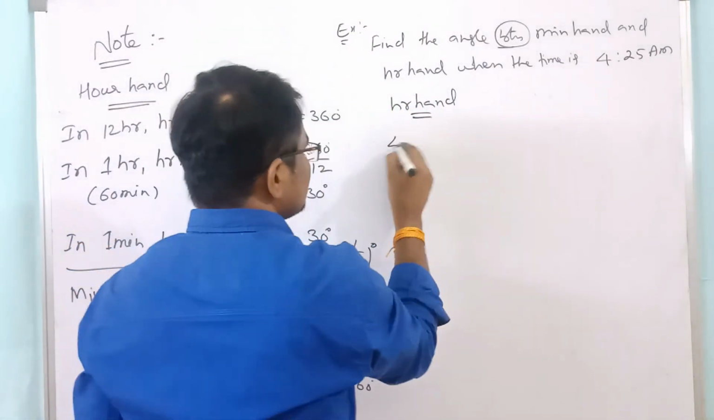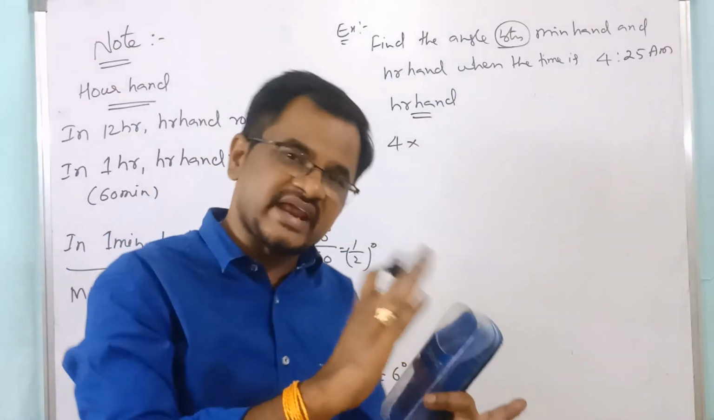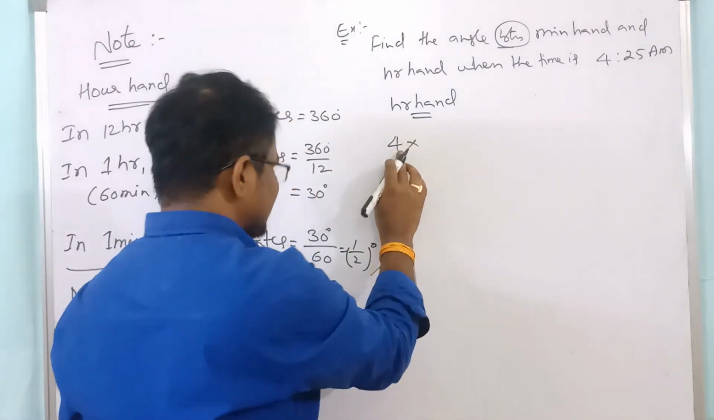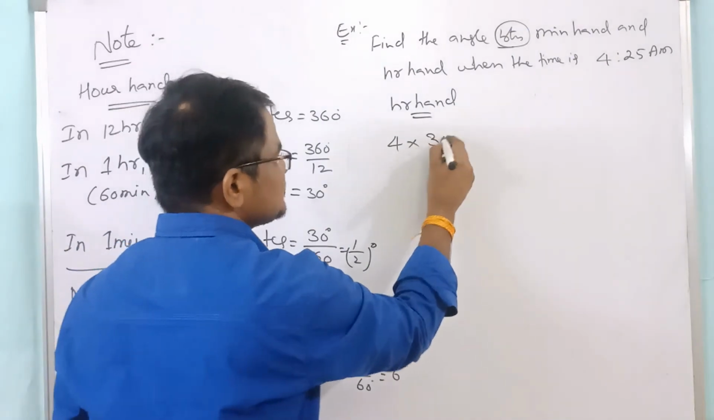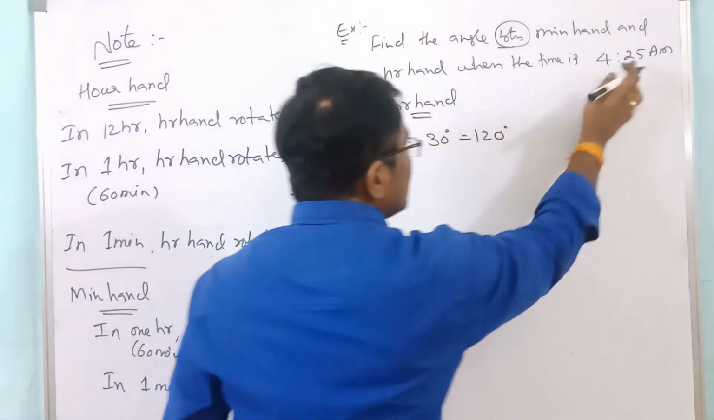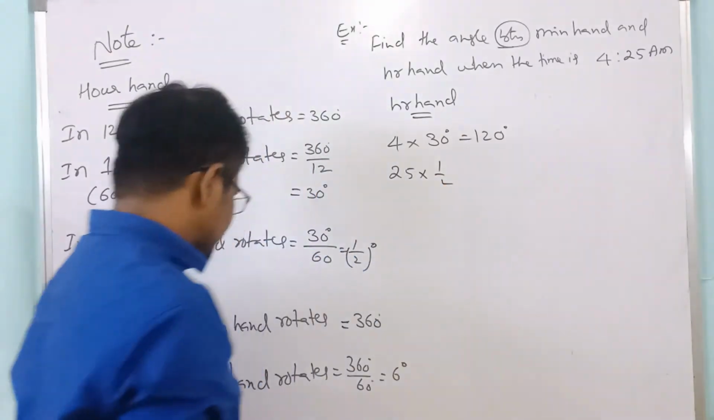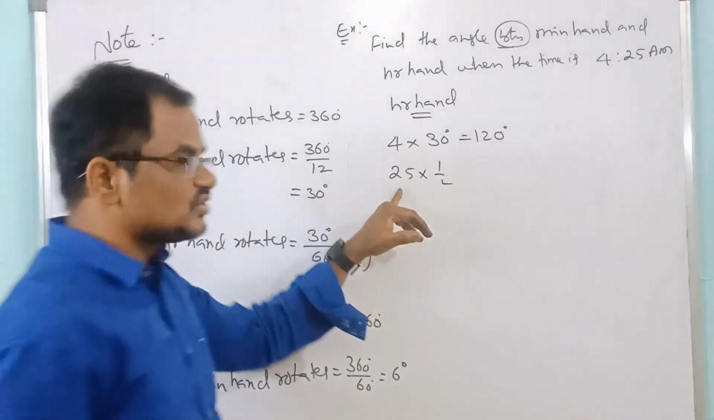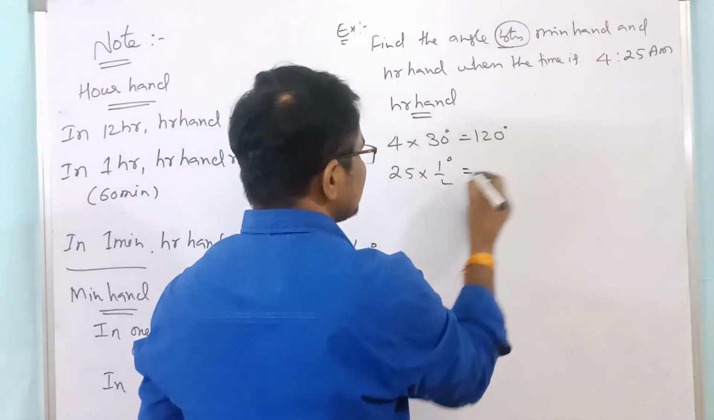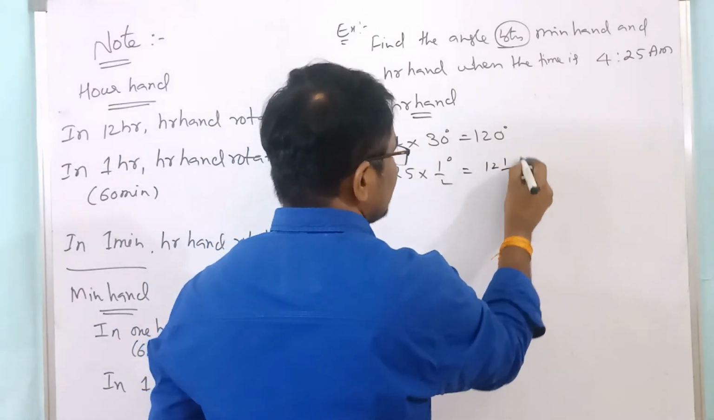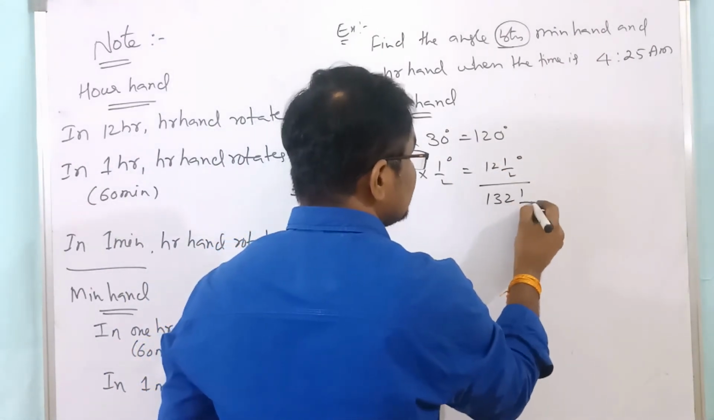So 4 hours, because for 4 hours our hour hand moves. For each hour, 30 degrees. 4 hours means 4 into 30, 120 degrees. For 25 minutes also our hour hand moves. For every minute, half a degree. For the 25 minutes, that is 12.5, 12 and a half degrees. That is equal to 132 degrees, right?